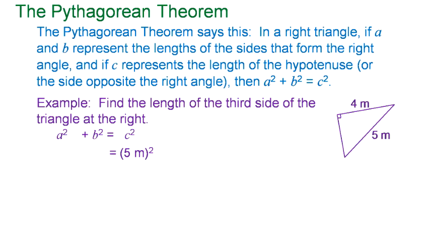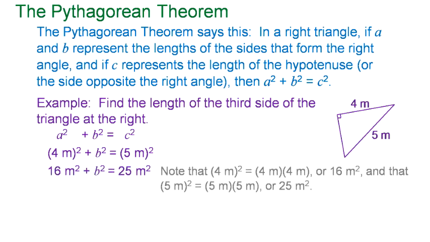As far as my A and B, it doesn't matter which one is A and which one is B, they just have to be the two sides that form the 90-degree angle. I chose to substitute the 4 meters for A, but you could have chosen to substitute it for B instead. I want to find the length of the other side that forms the 90-degree angle, and that means that I'll leave B as a variable.